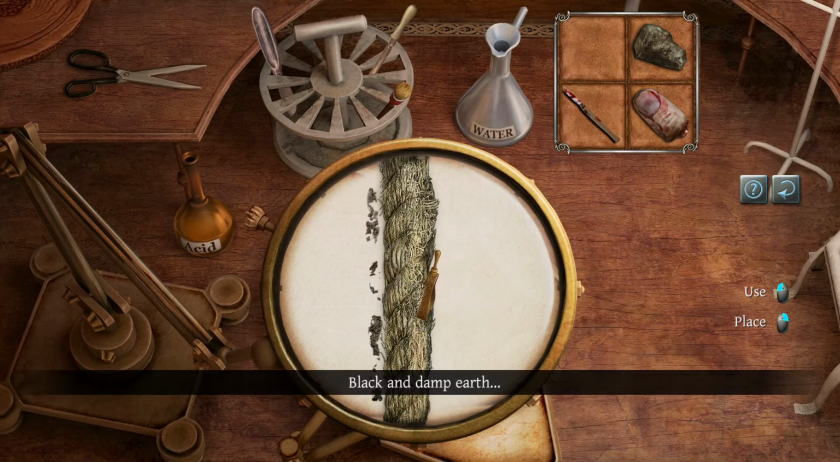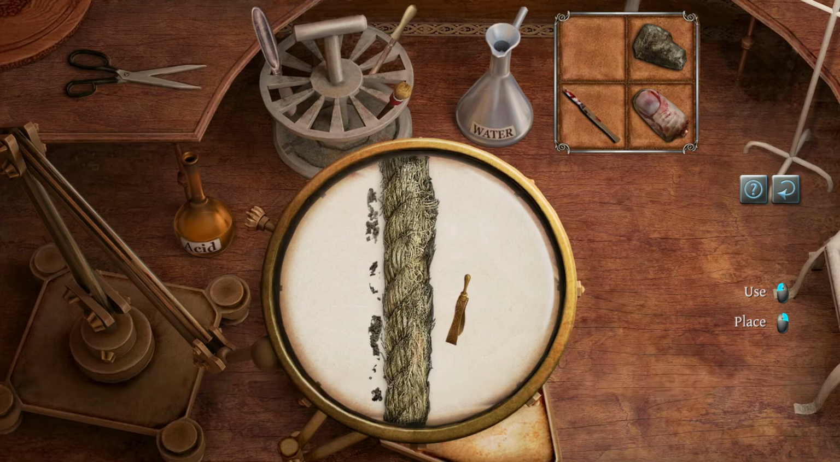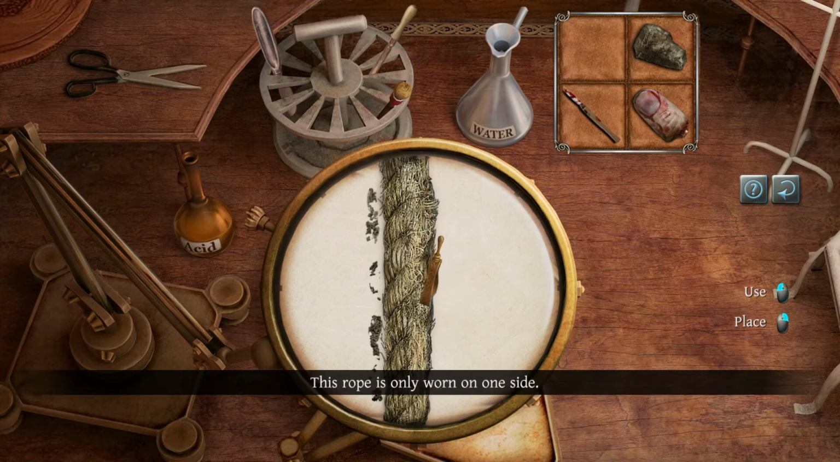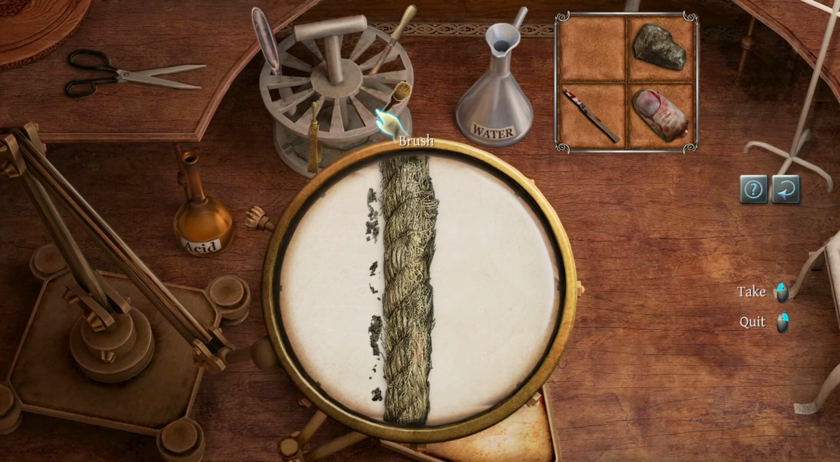Okay. Anything else? Black and damp earth. Nice. This rope is only worn on one side. Do I take a brush?